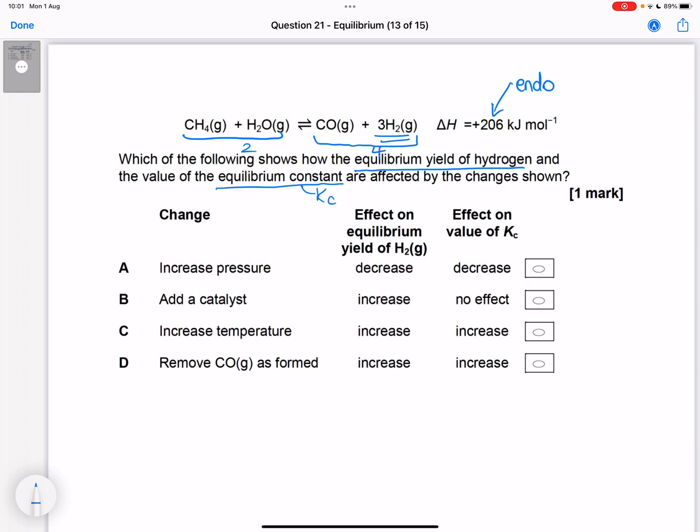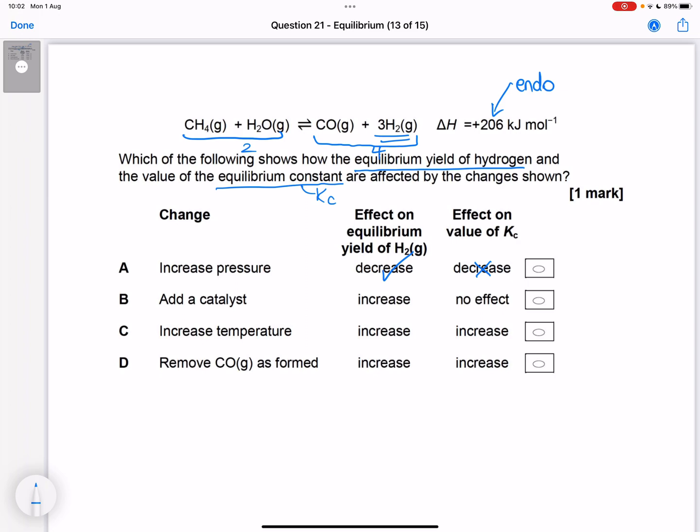Increase the pressure. So according to Le Chatelier's, if we increase the pressure, we're going to shift to the side with the fewest moles to reduce that pressure. So we're going to shift to the left, away from the hydrogen. That would decrease the yield. But we should remember that nothing has an effect on the equilibrium constant except temperature, so this is incorrect.